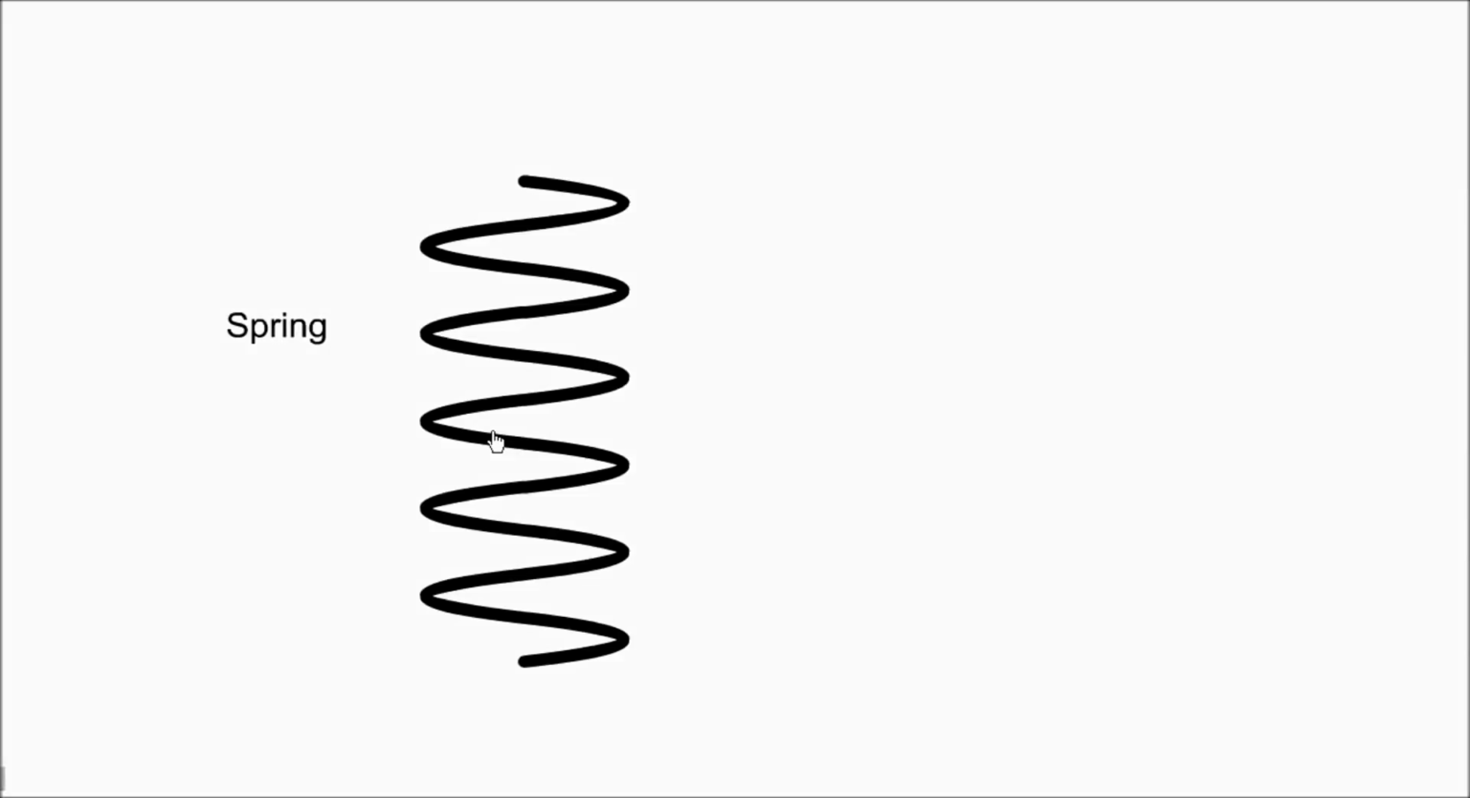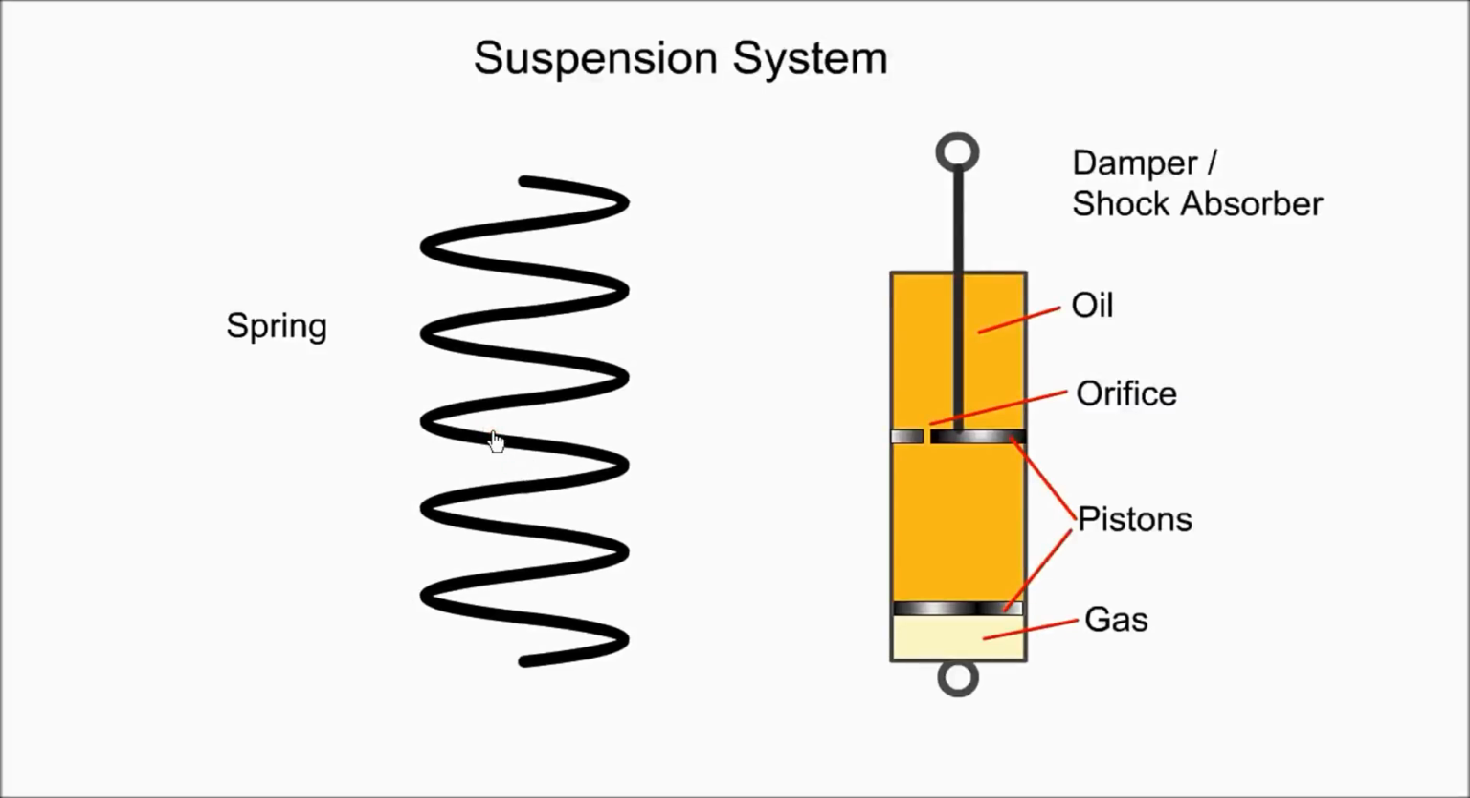Coil springs store and absorb shock energy by compressing and extending. When the wheel is pushed upwards by the bump, the spring prevents the shock from reaching the chassis and maintains the tyre in contact with the road. A damper converts the oscillations of the spring to thermal energy.